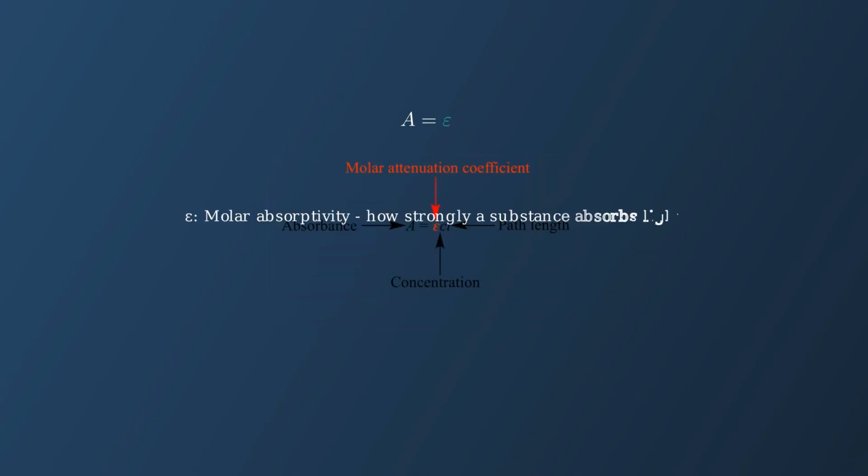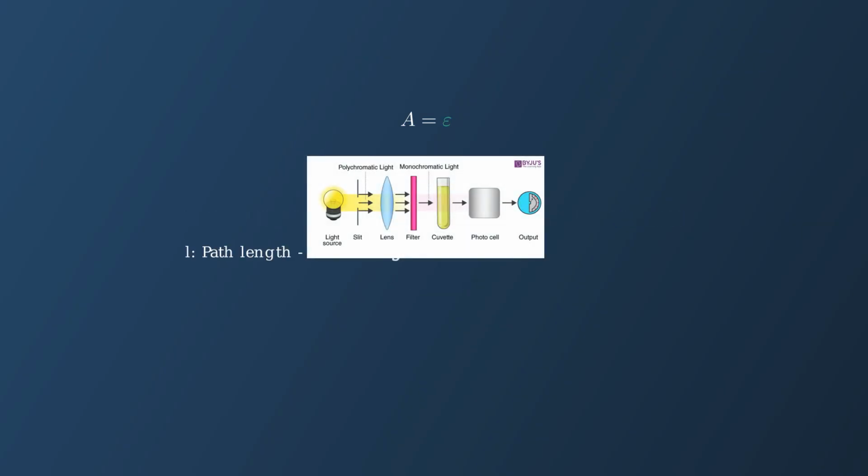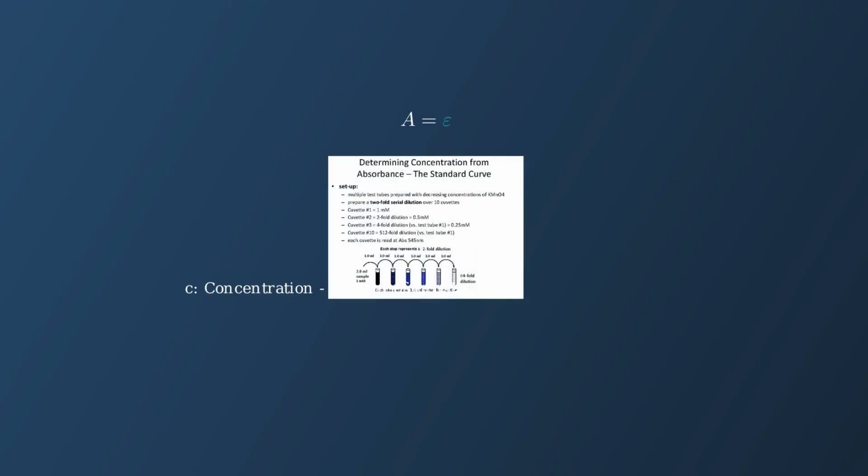Epsilon, the molar absorptivity coefficient, represents how strongly a substance absorbs light at a specific wavelength. Each compound has a unique epsilon value. The path length, L, represents the distance that light travels through the solution, typically measured in centimeters. In a standard spectrophotometer, this is the width of the cuvette. Finally, C represents the concentration of the substance in solution, typically expressed in moles per liter.